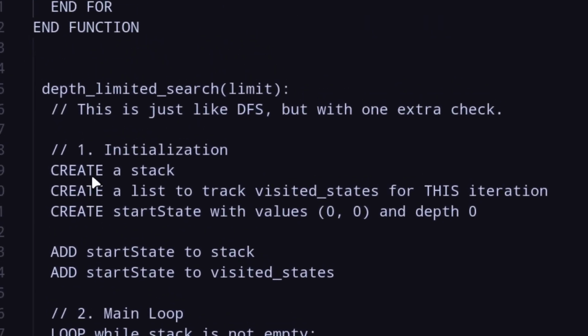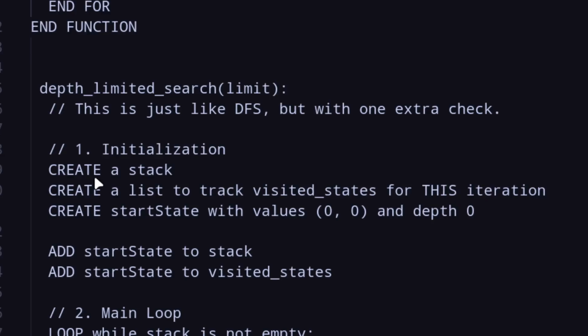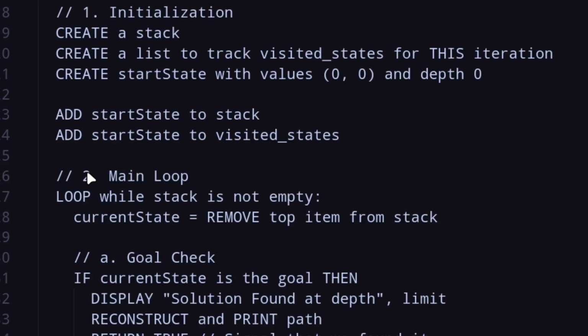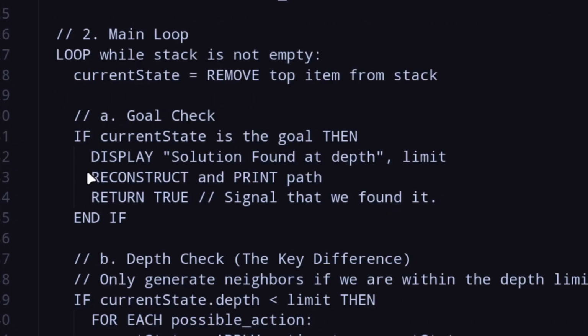So here what do we do? We create a stack. After we create a stack, we also create a list to check out the visited states, just like in BFS. Now in this stack, we first insert the state 0, 0 with the depth 0. Add all this to the stack, then we go into the main loop. The loop checks if the stack is empty or not, then you remove the current state from the stack.